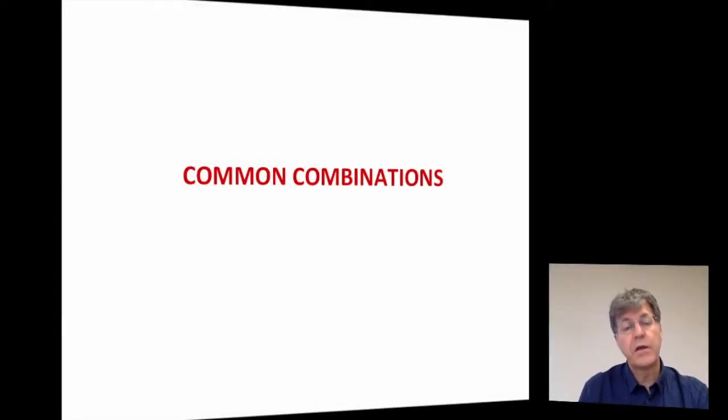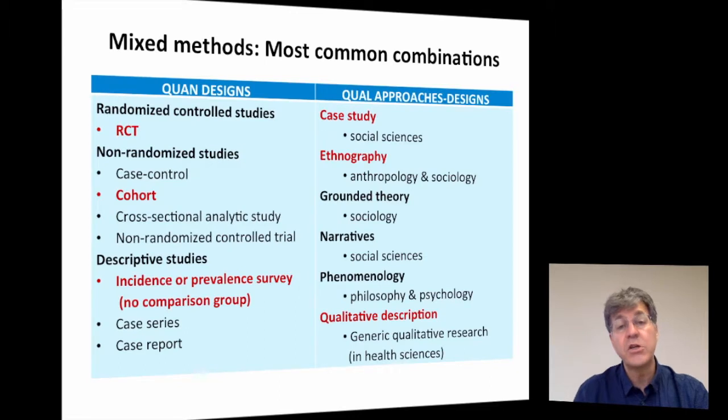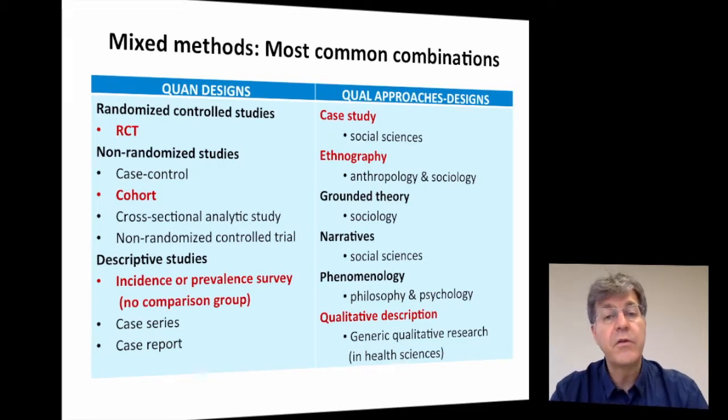Now the next block is about the most common combinations. What do we find in the literature, and specifically in the literature on health sciences, about the combination of methods, the combination of qualitative and quantitative methods in mixed methods research?